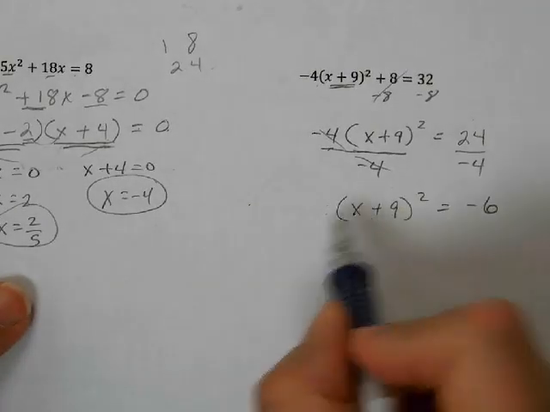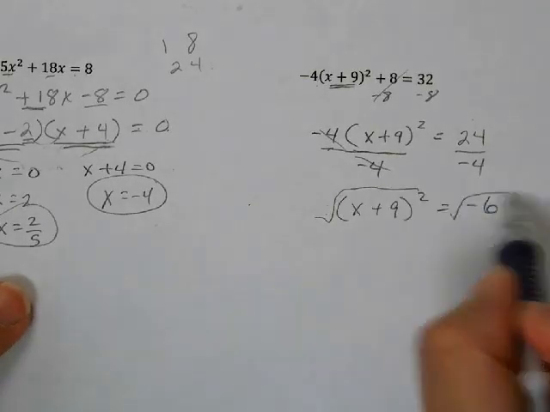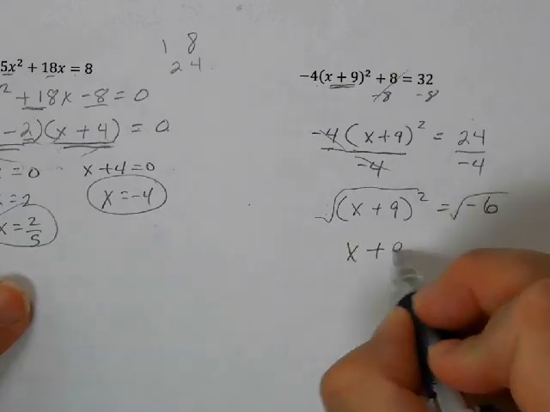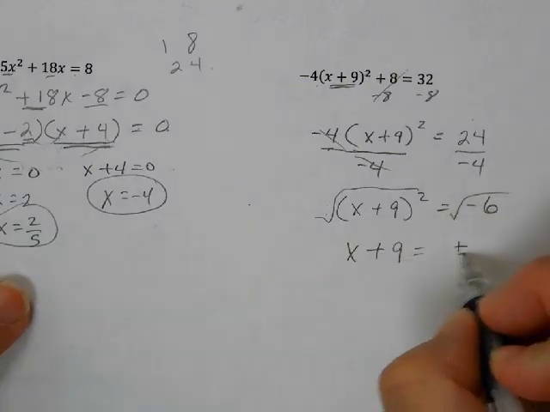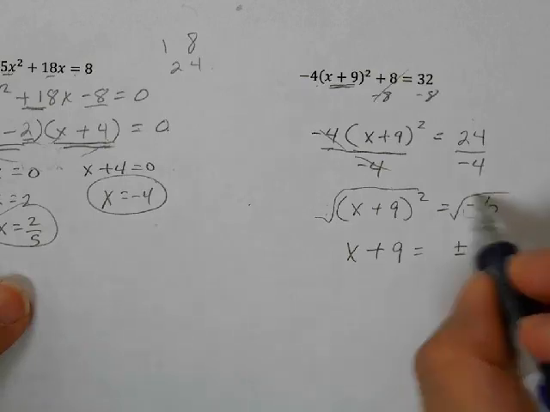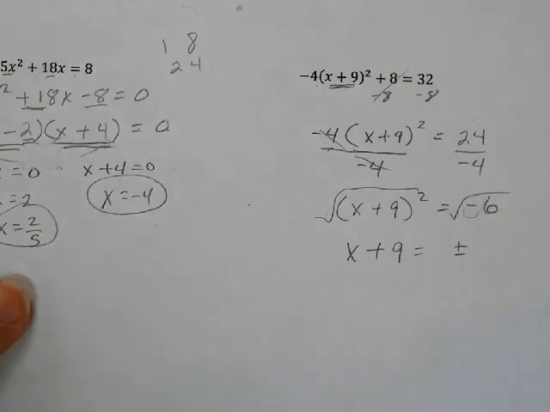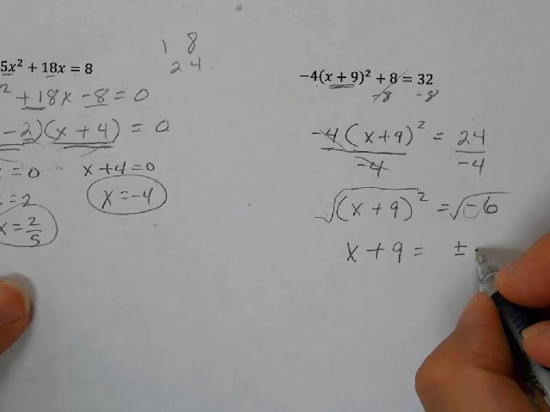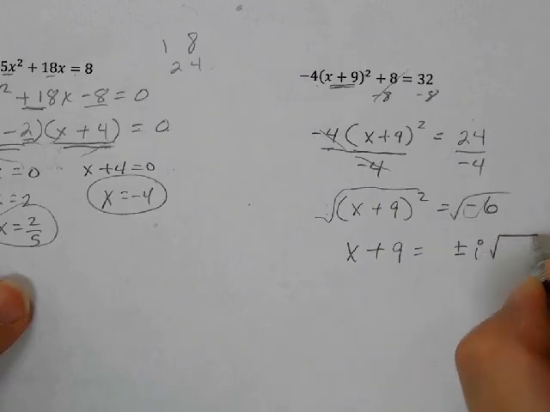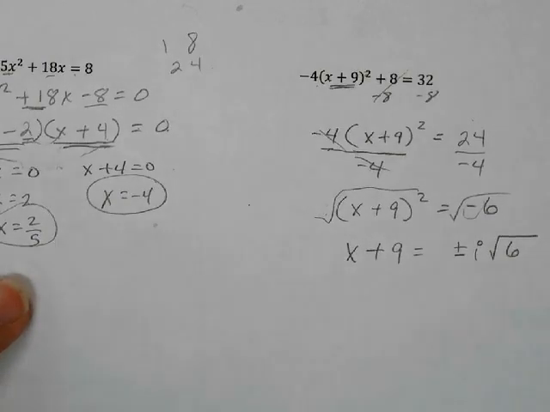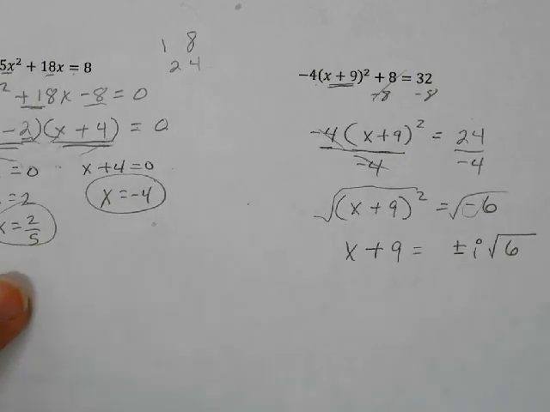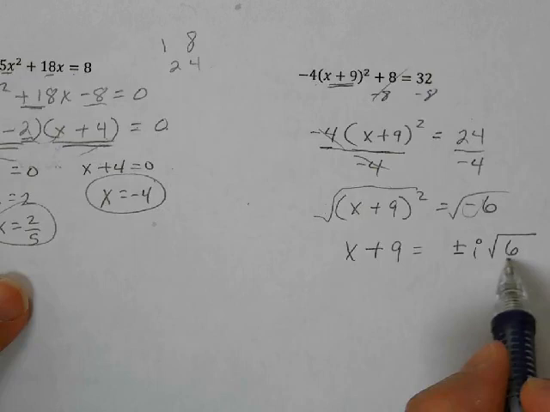Now, to get x by itself, I have to square root both sides. And remember, when we square root both sides, we get positive and negative. And then I notice I have a negative underneath the radical. And so to fix that, I'm going to bring an i outside the radical because the square root of negative 1 is i. 6, I can't reduce that anymore or simplify because there's not a perfect square under this radical.